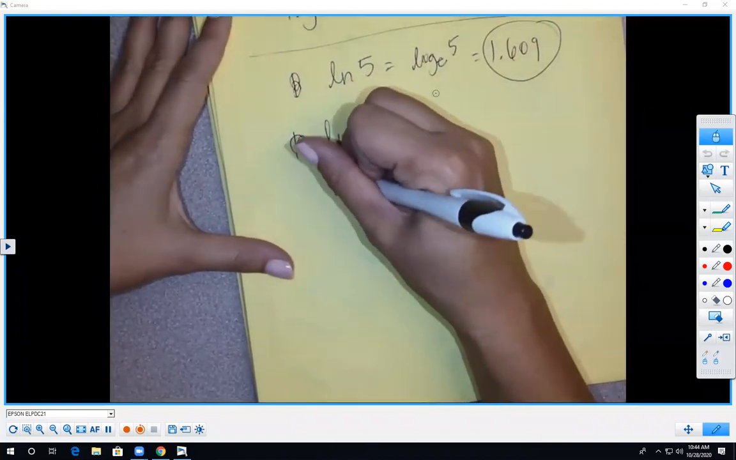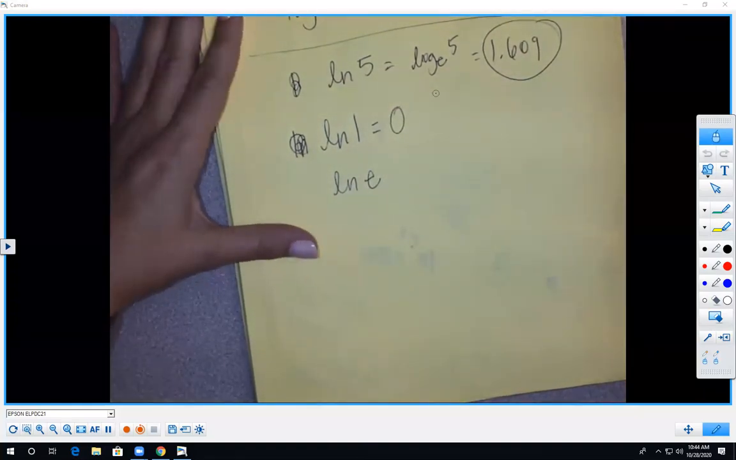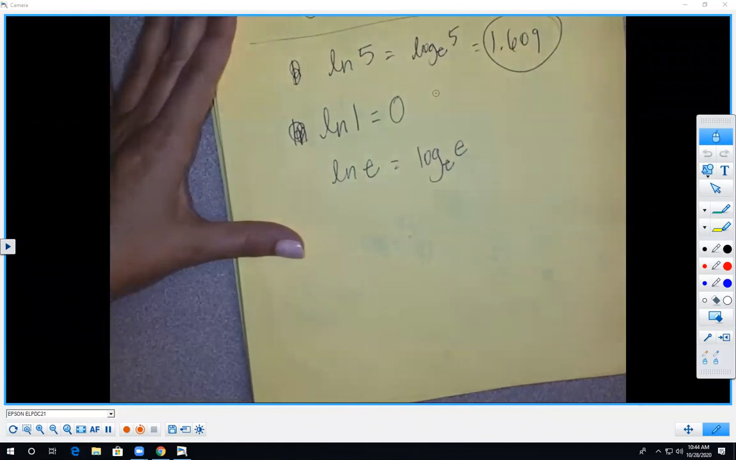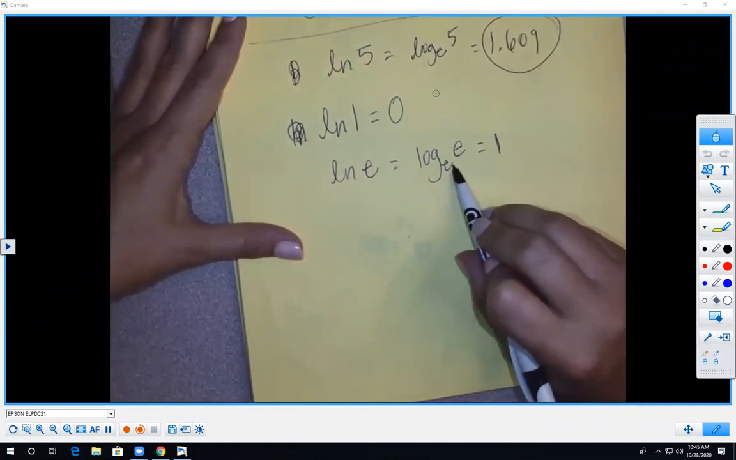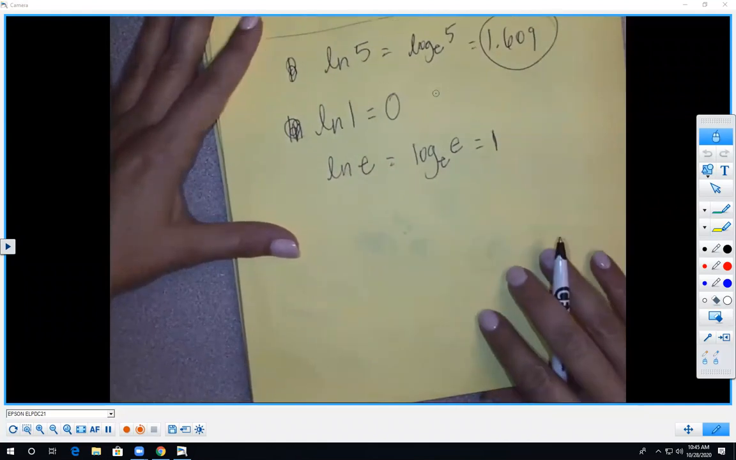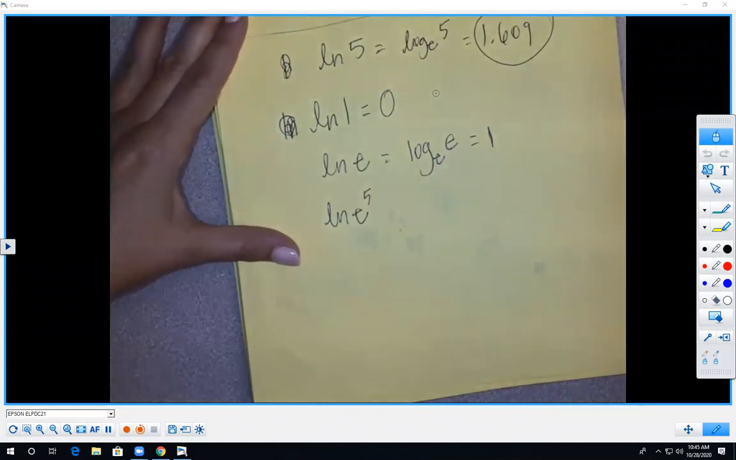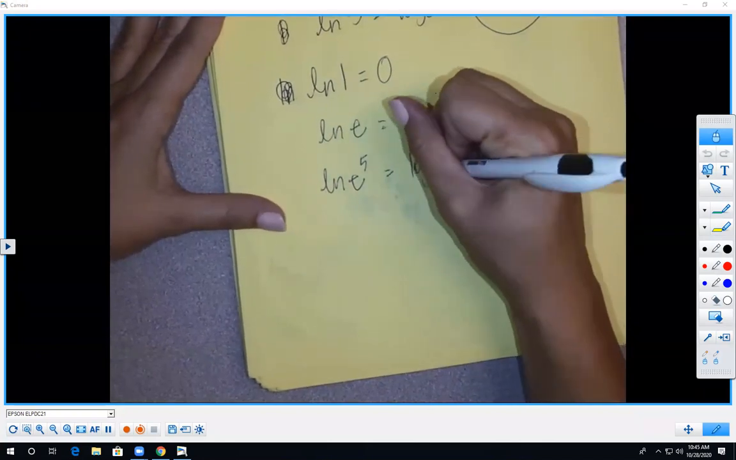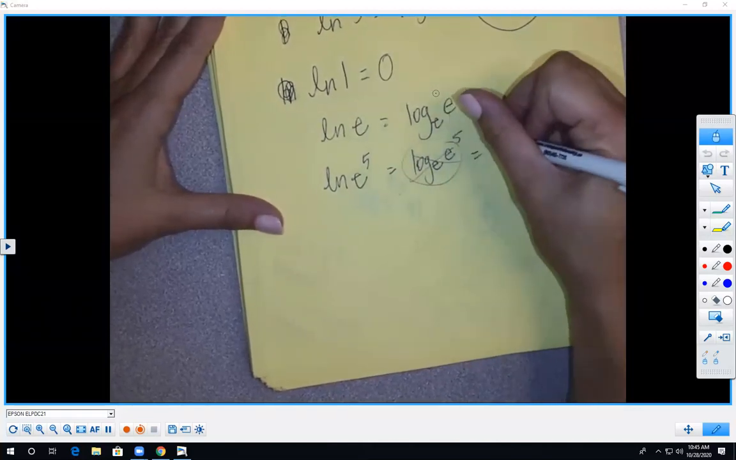What about the natural log of e? If it's helpful, write it as log base e of e. Does that help you see it? What's that going to be? 1. Remember our property that says if your base and the thing you're taking the log of are the same, they essentially cancel out and you just get 1. What about natural log of e to the 5th power? It's 5. If you couldn't see it, you could rewrite it as log base e of e to the 5th power, and those undo each other. And I just get 5.